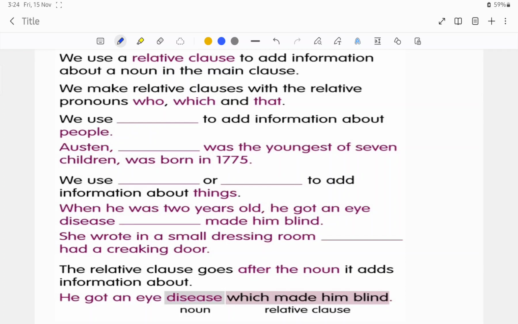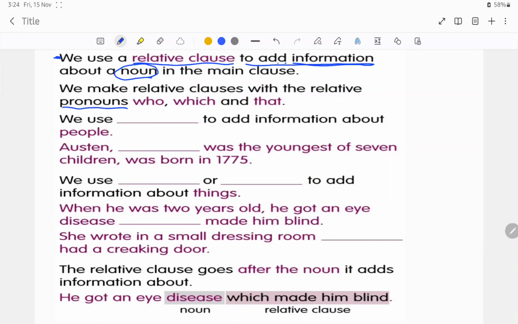Today we are going to talk about the relative clause. When we use the relative clause, as it's mentioned here, we use it to add information. So we are adding new information about a noun. It should be about a noun in the main clause. We make the relative clauses with the relative pronouns.